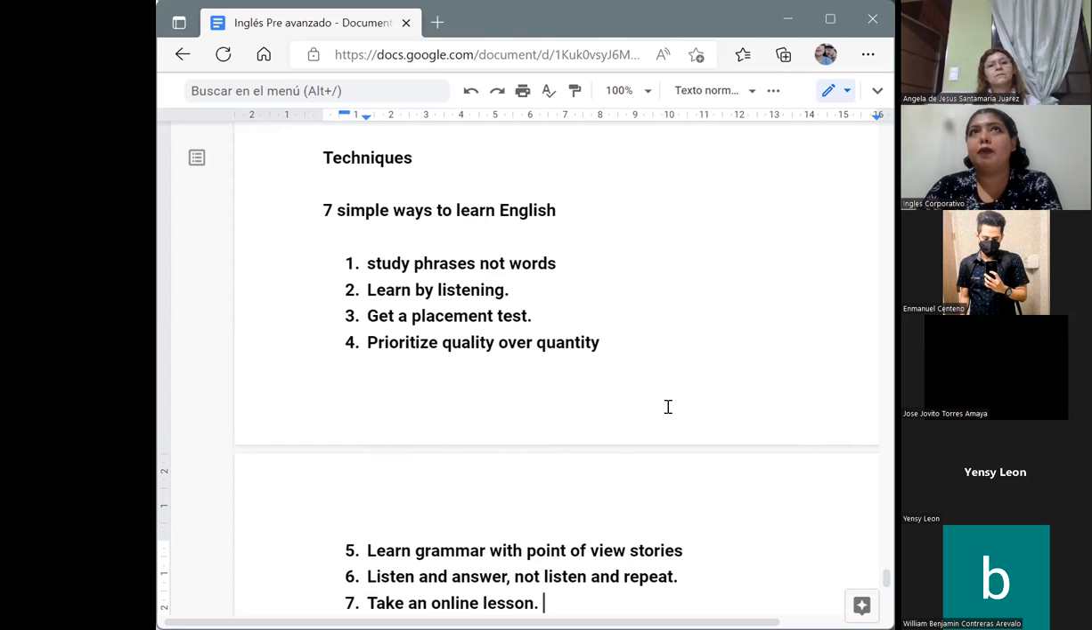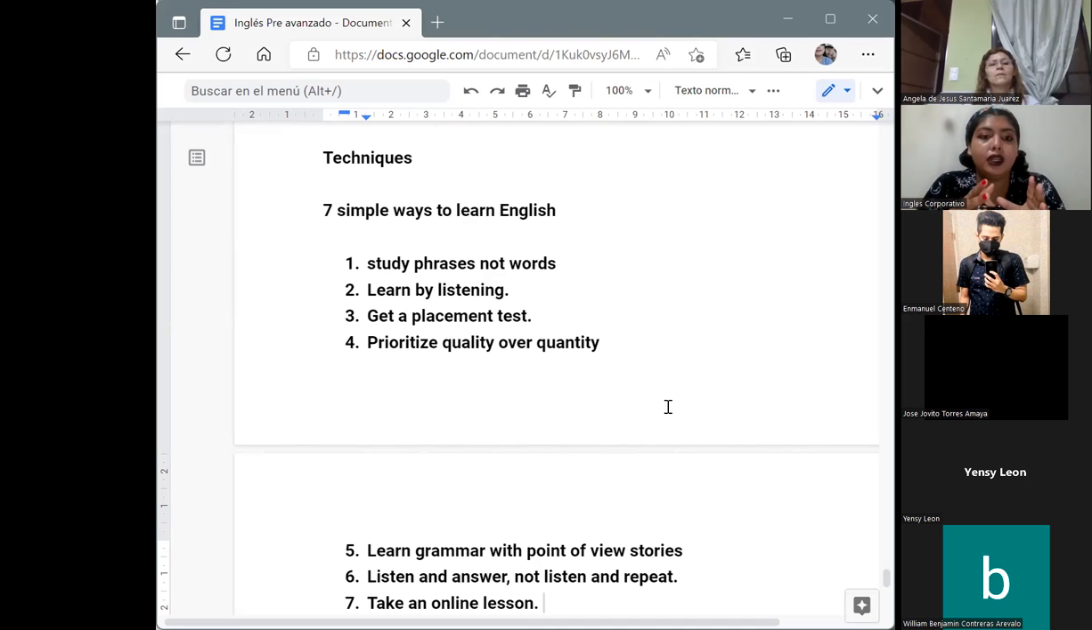You can search people from Australia, people from Asia or something like that, because you are going to make a comparison of the information that you have with the information they have, and practice different pronunciation, and you are going to find your own way to express your ideas and the way you are going to speak.